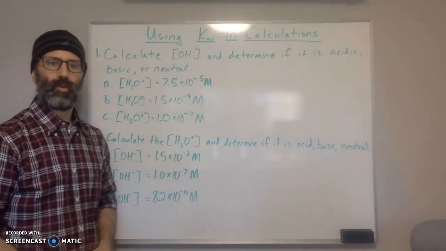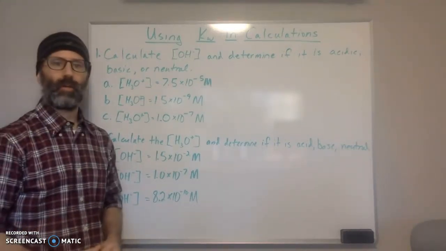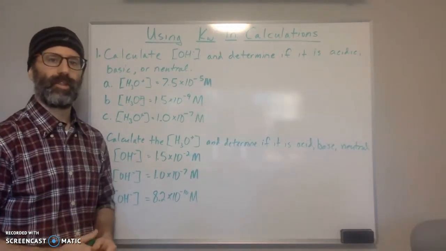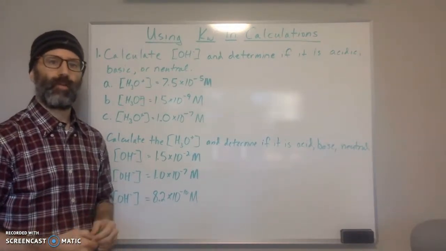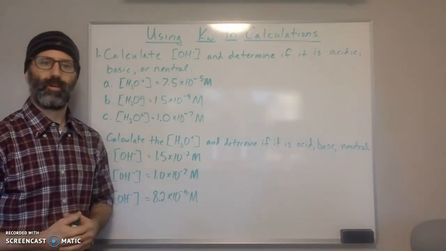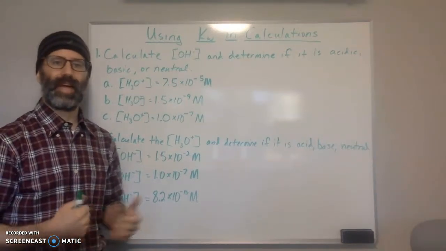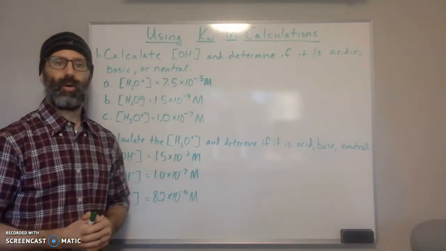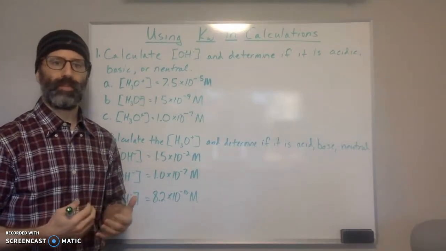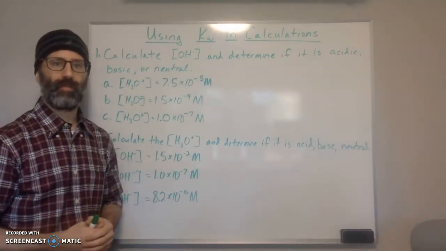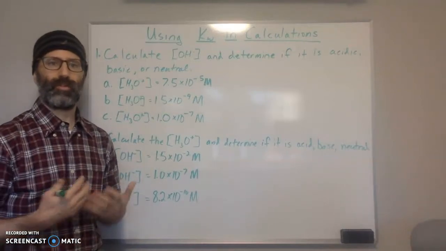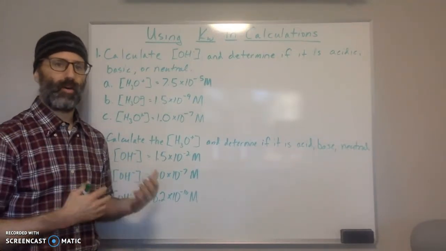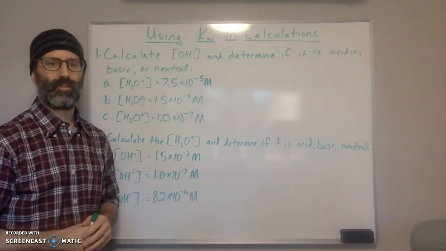My name is Mr. Cobalt, and in this video I'm going to be going over how to use your Kw in calculations. So these are pretty straightforward calculations. A lot of times you're going to be given an H plus concentration or a hydronium ion concentration, or you're going to be given an OH minus or hydroxide concentration. And so you're going to be asked to figure out what the pH or what the hydroxide or hydronium ion concentrations are going to be.